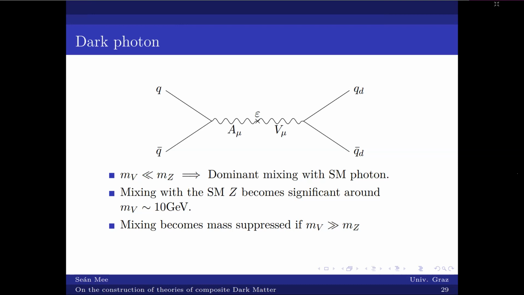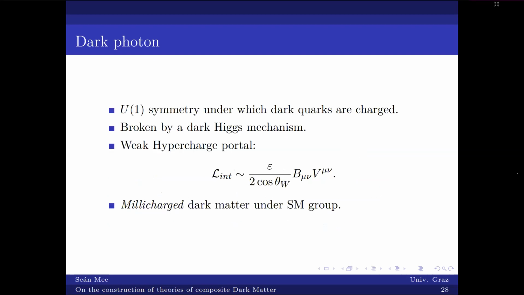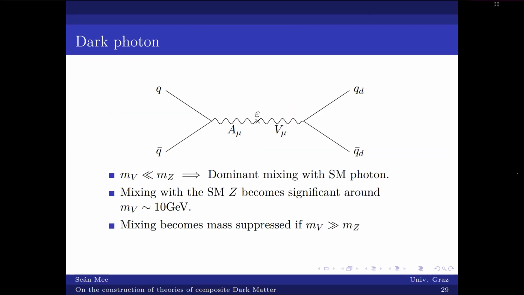Okay. So after electroweak symmetry breaking, this V is going to mix with our standard model photon and our Z, right? If this dark photon is very light, then it's going to dominantly couple to the electromagnetic current. If it's a little heavier, then mixing with Z becomes significant and you can't really ignore it, right?